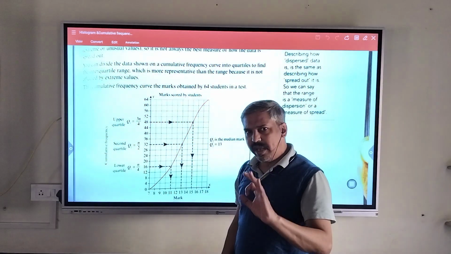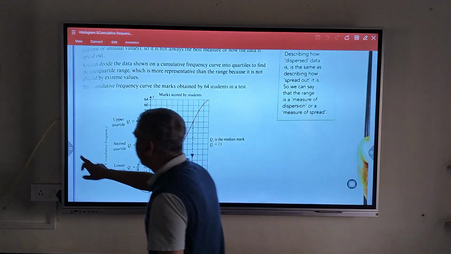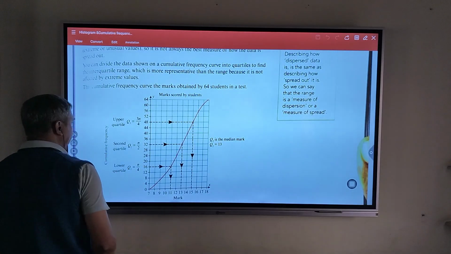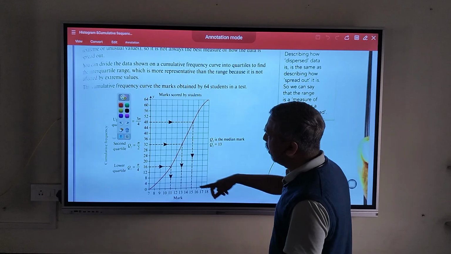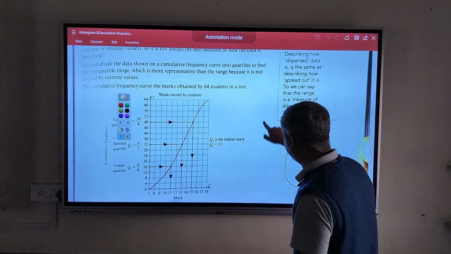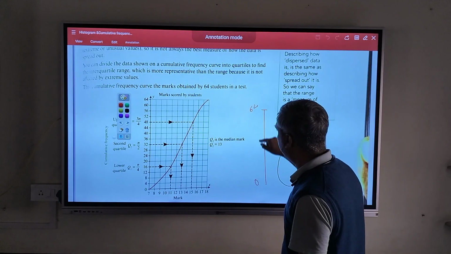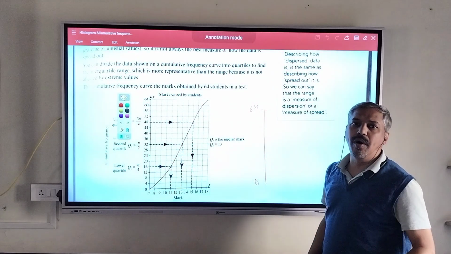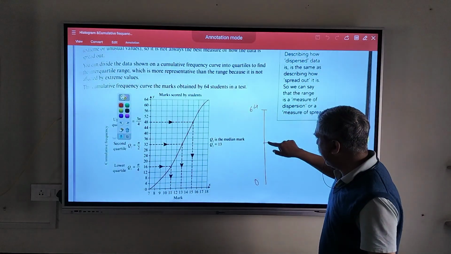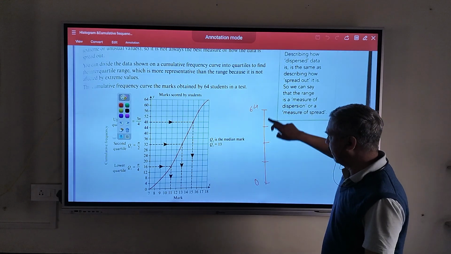So we are defining three major quartiles, three major intervals. Please pay attention to this. We are dividing the total number of students, which is 64. I will draw 64 here. This is 0 and this is 64. And I am dividing this into 4 equal quarters. So this is half, half of half, half of half, 4 equal parts.